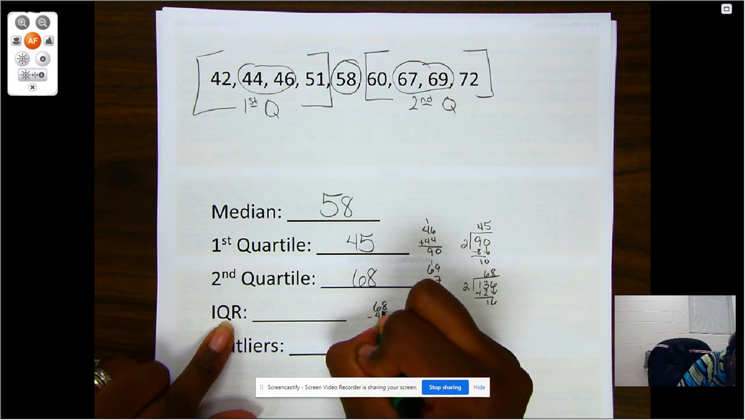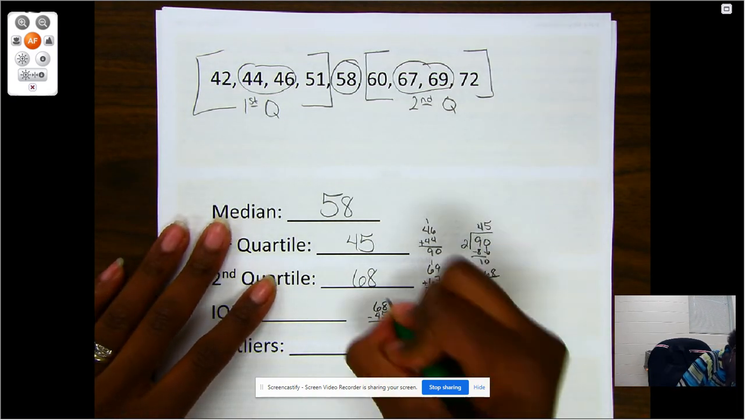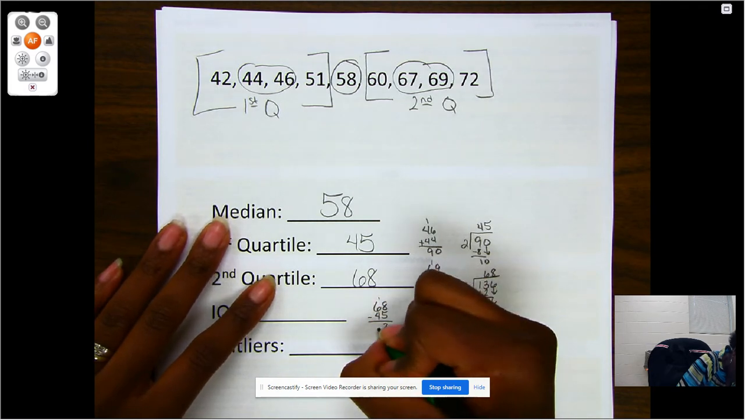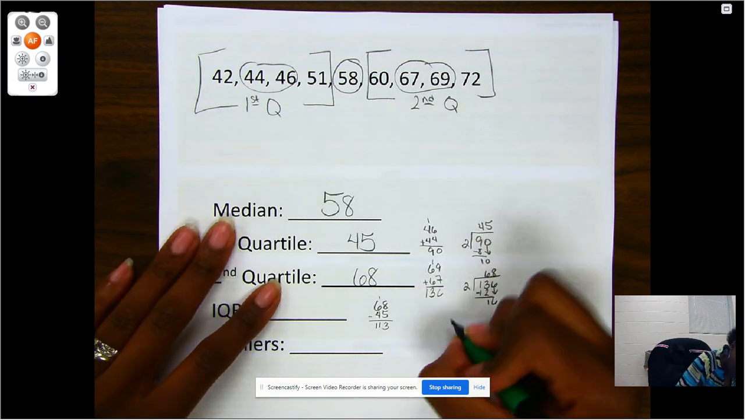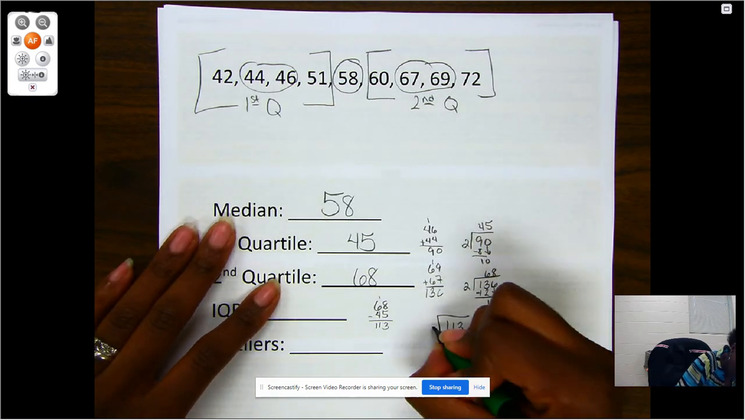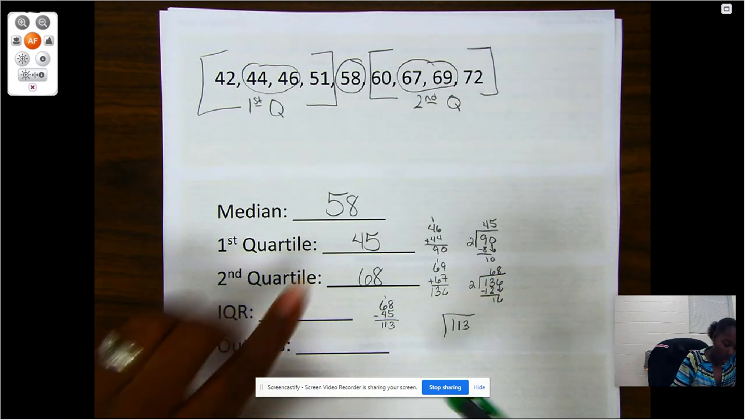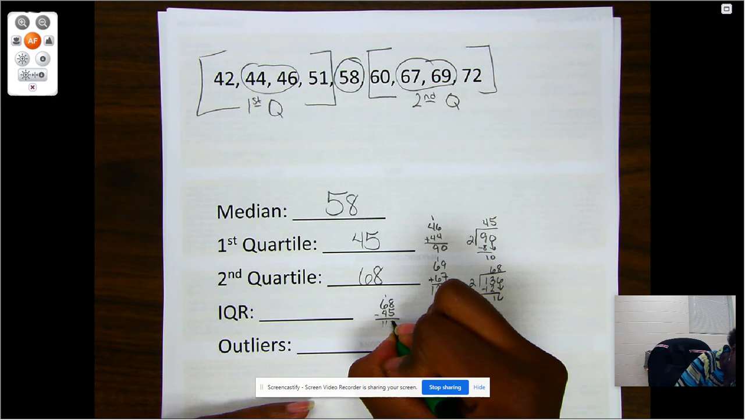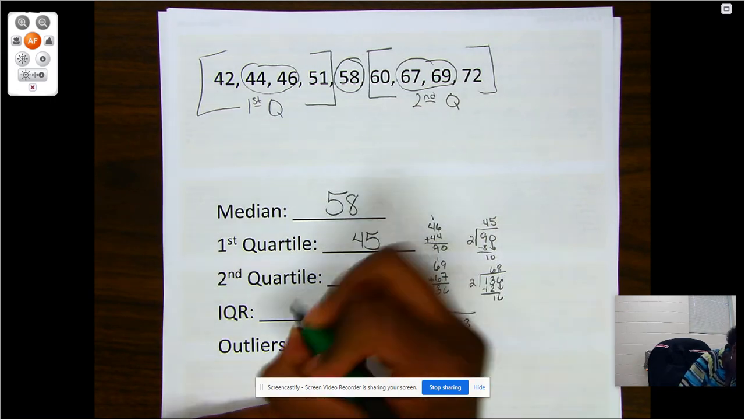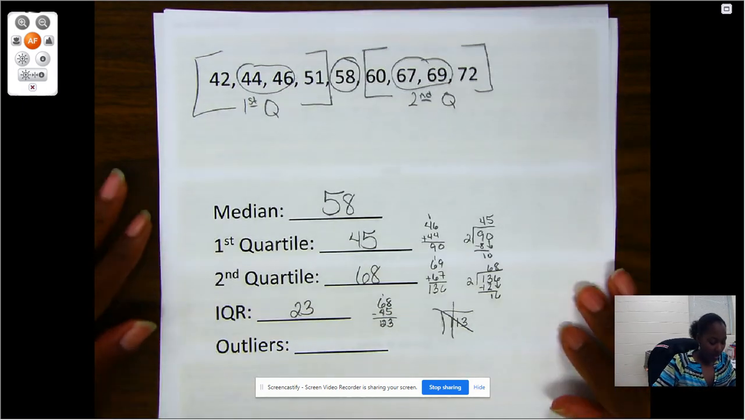68 minus 45, 8, 9, 10, 11, 12, 13. 6, 4 is 10 plus 1 is 11. 8, 9, 10, 11, 12, 13, just make sure. 1, 1, 3 divided by, oh no, sorry, we're just subtracting. Oh, Miss Likes added, haha. Miss Likes added. 8 minus 5 is 3, 6 minus 4 is 2. Haha, 23. My bad, guys. Forget that. Ding, ding. All right, outliers.